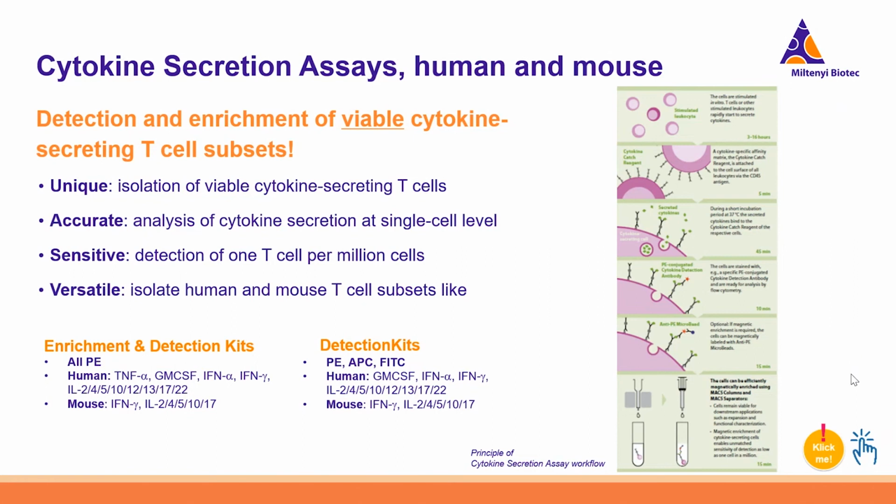Consequently, our cytokine secretion assays come in two versions. For flow detection only, we have the detection kits. For the separation of viable cytokine secreting cells, we have the detection and enrichment kits, including the additional enrichment step via a MACS column.